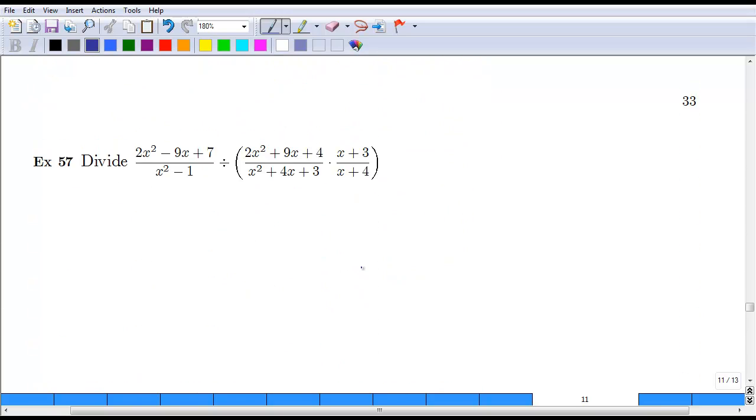We have one final example here, and this involves multiple steps, which is why I included it. Sometimes it is necessary to do more than one process in a problem. And recall, the order of operations says that parentheses or grouping symbols are always the first thing that we deal with. So we need to deal with what's inside the parentheses here first before we can deal with anything else.